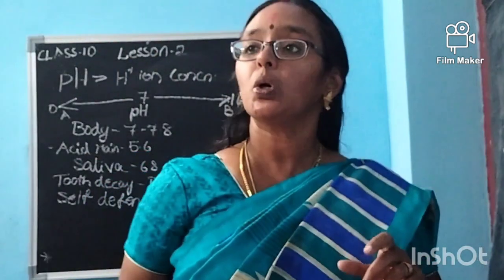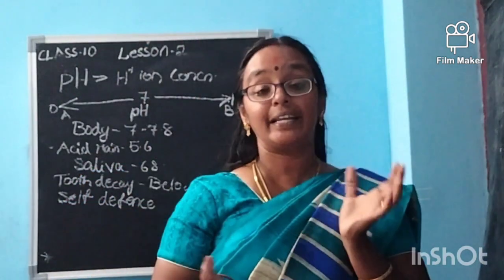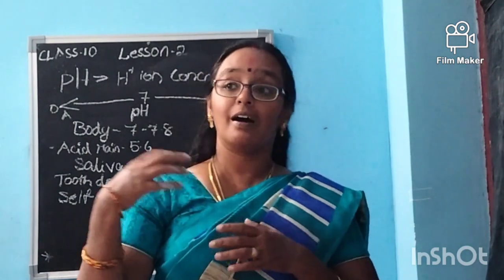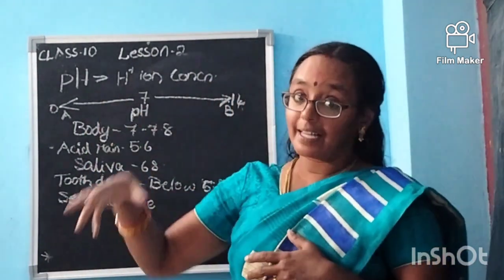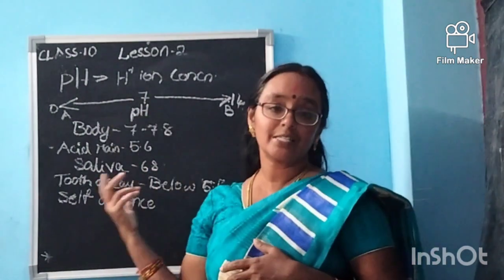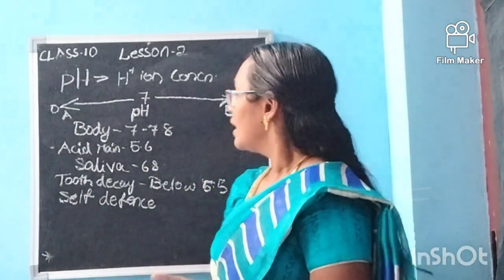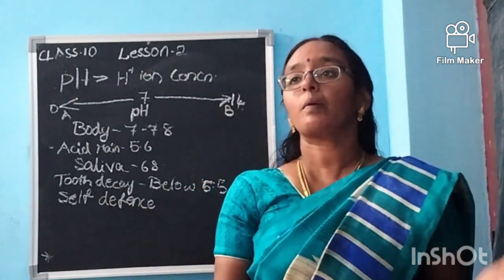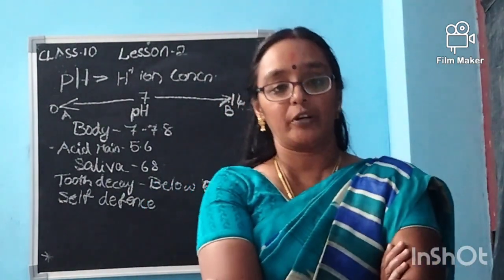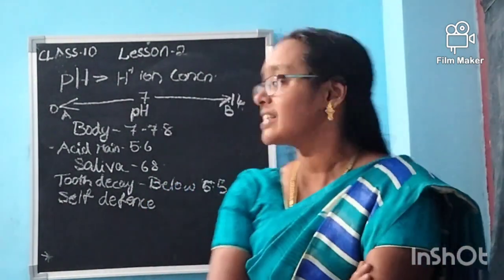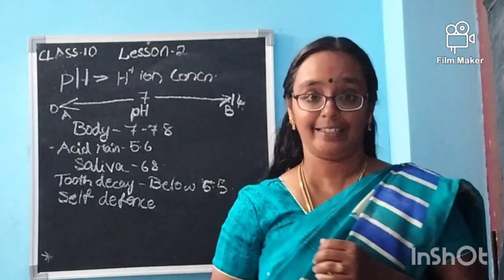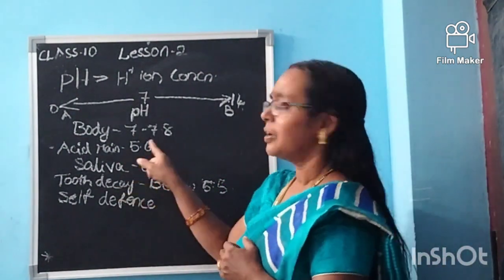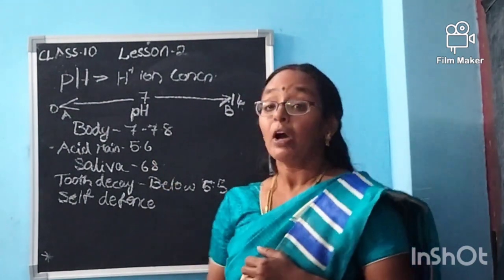Okay, dears. So now you are having an idea which is having pH less than 7 and which is having pH more than 7. All these you are having an idea. Now we have to see in our body what is the pH of our body. Our body's pH is 7 to 7.8. It can be slightly alkaline or slightly basic. It can be 7.8 only.